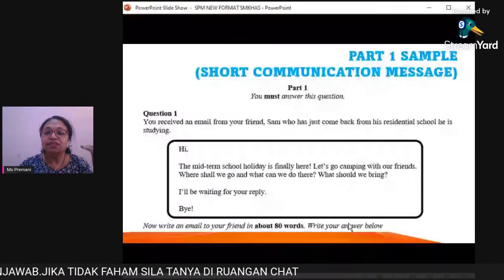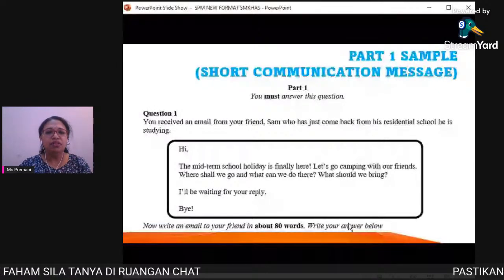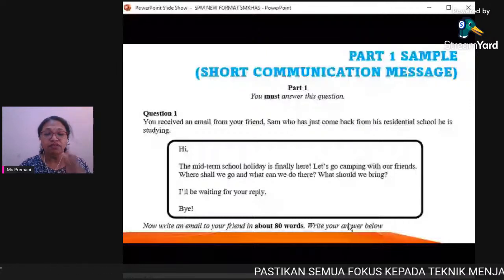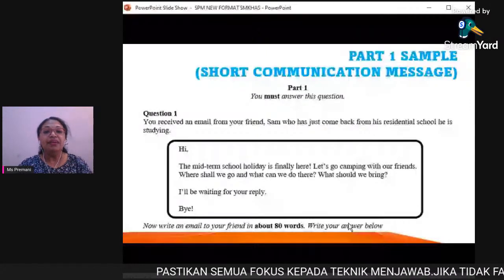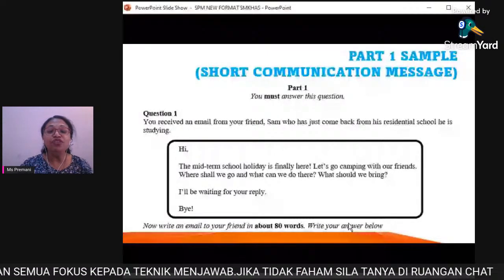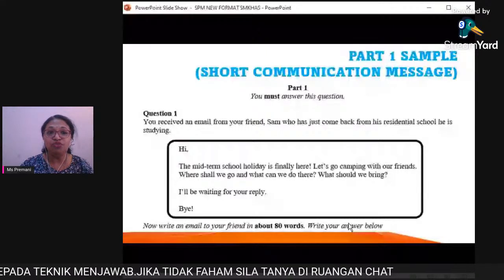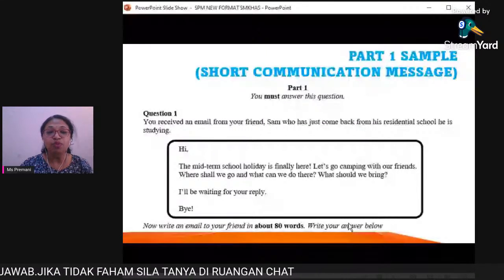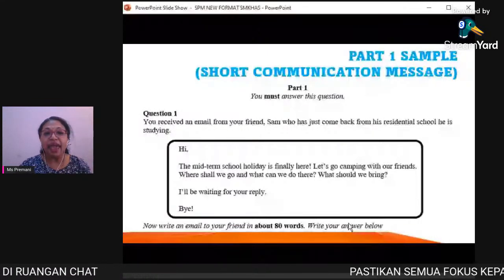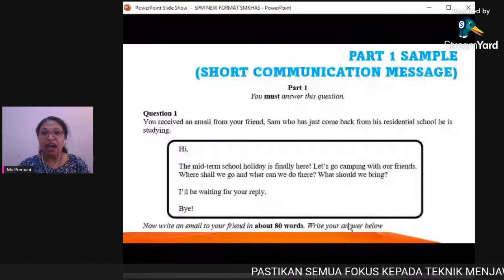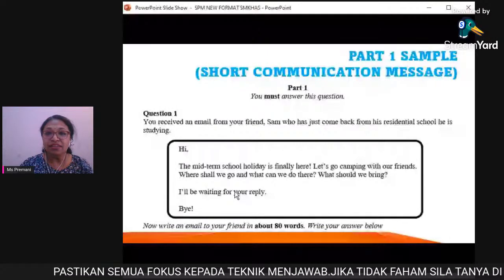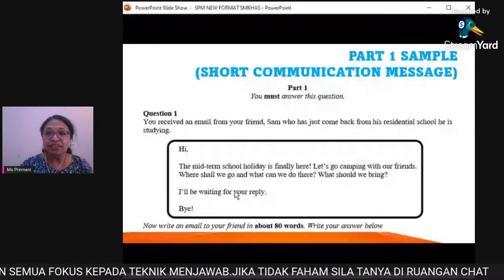Straight to the point. Okay, so here, hi, school holiday is here. Let's go camping. Very direct. So you can reply, hi, it's great. It is a great idea to go camping during this holiday. I suggest we should go to Bukit Hijau. The place is very green. There we can do fishing. I heard now the season is on, so I think there are a lot of fish. That's what my uncle told me.